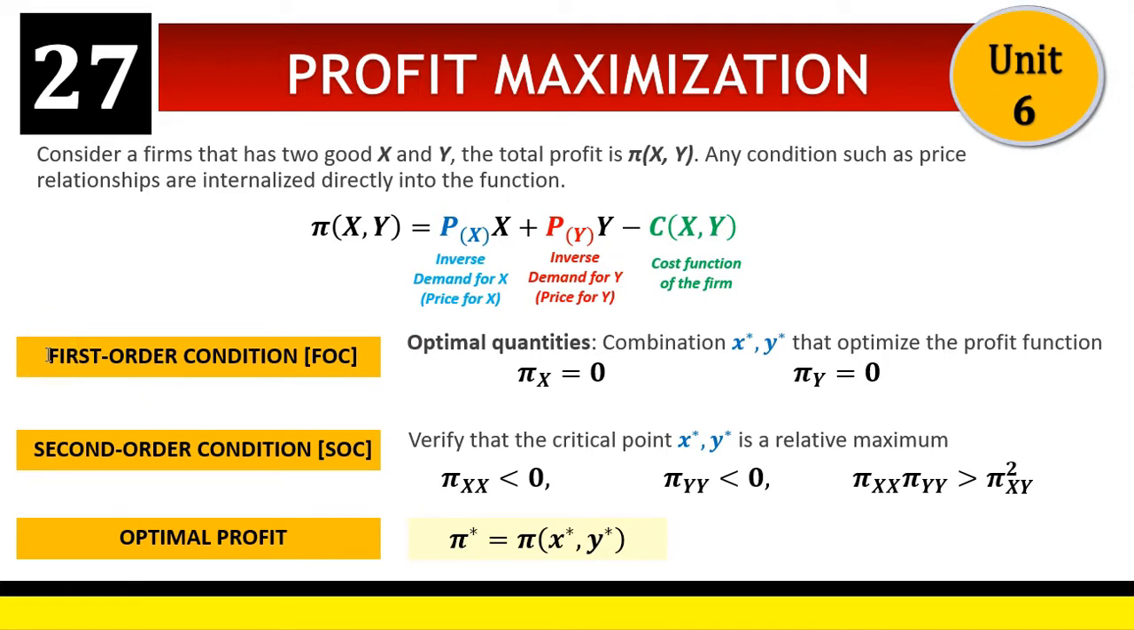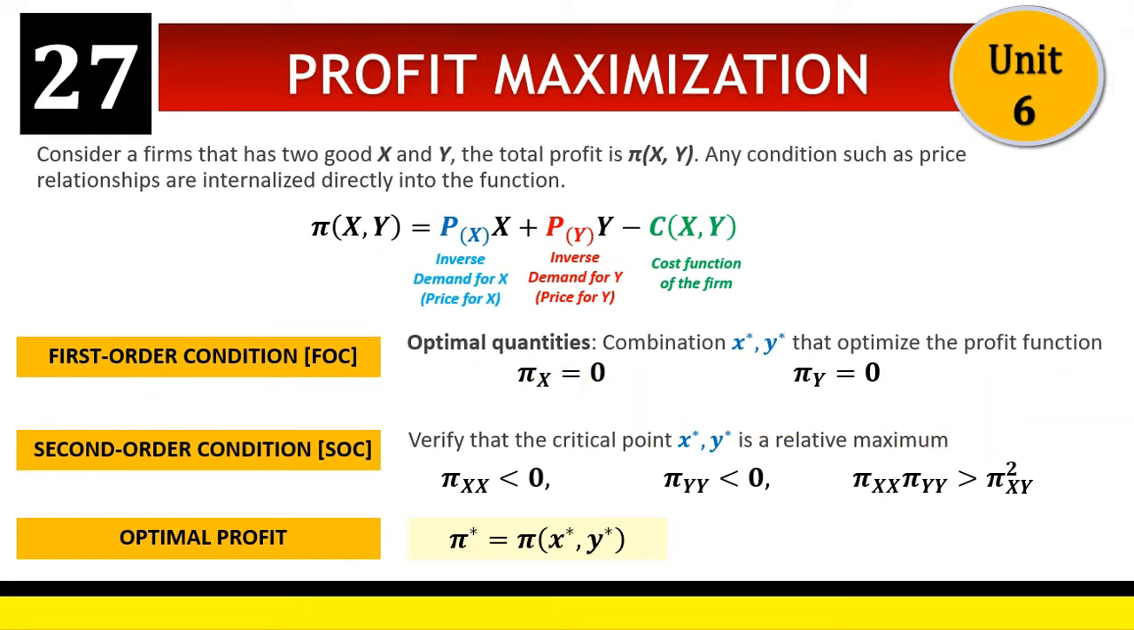The profit maximization is pretty similar to the univariate case. We do first the procedure of the first order condition, in which we take the first partial derivative with respect to X and then with respect to Y, and we set them equal to 0. This procedure will help us to obtain the optimal combination of X and Y that optimizes the profit function.